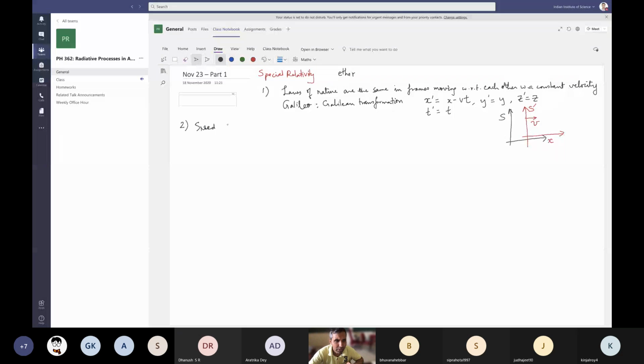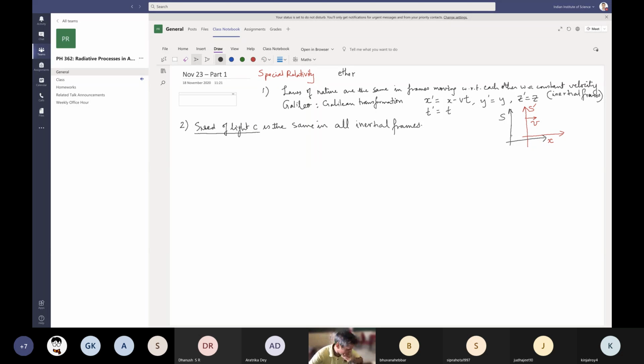Right. So the second fundamental concept of special relativity is that the speed of light, c, is the same in all inertial frames. These frames which are moving with respect to each other at a constant velocity are called inertial frames. So this is the fundamental concept behind special relativity.